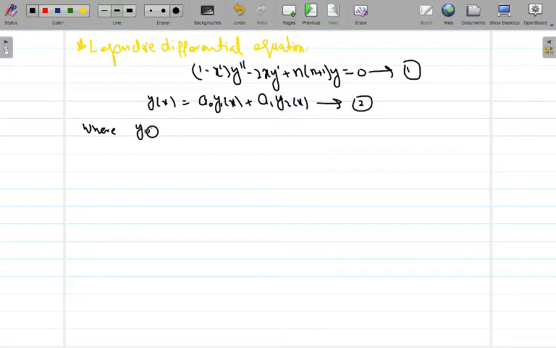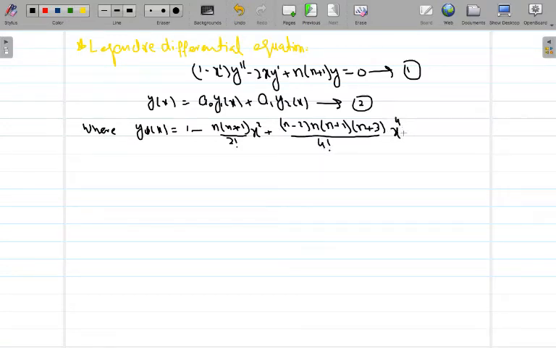And what are y1 and y2? y1 can be written in the form 1 minus n(n plus 1) divided by 2 factorial x square plus (n minus 2) n (n plus 1)(n plus 3) divided by 4 factorial x power 4 plus and so on, and this is the general term.